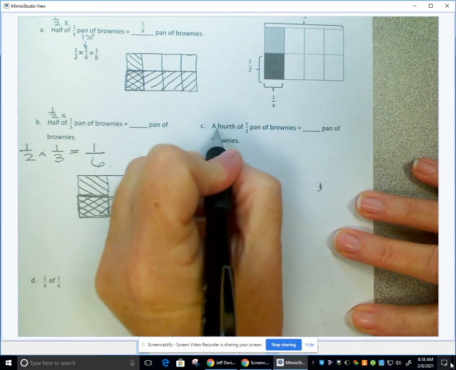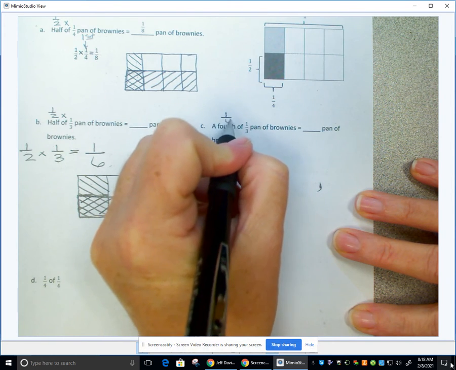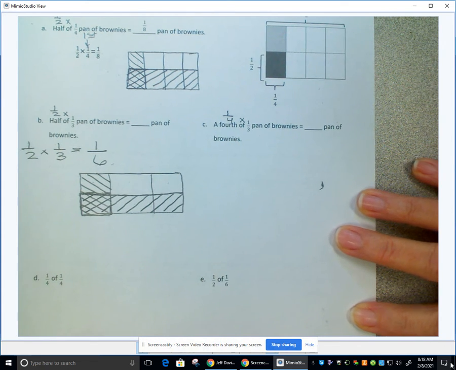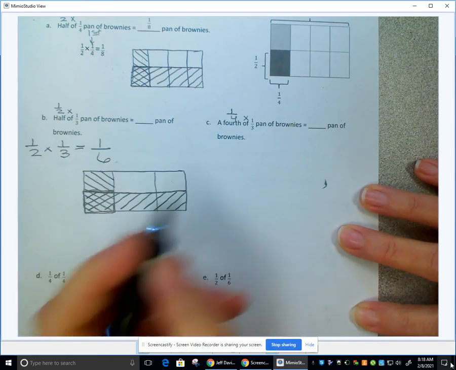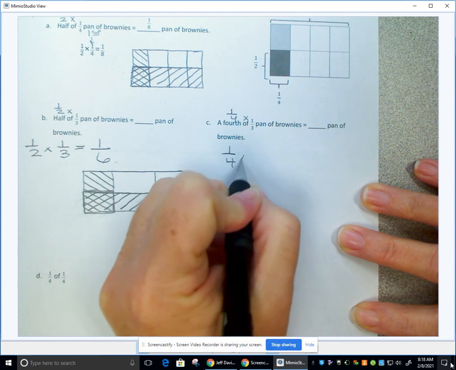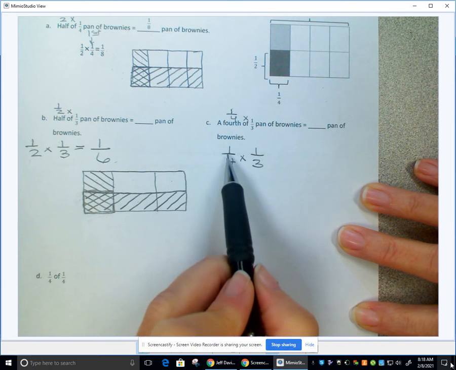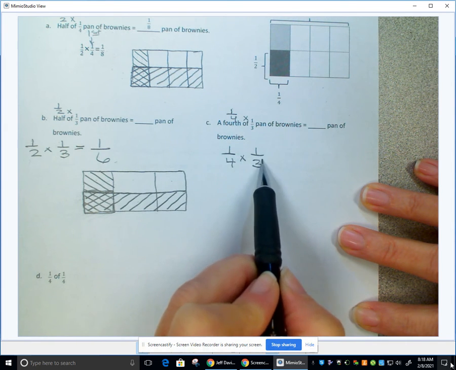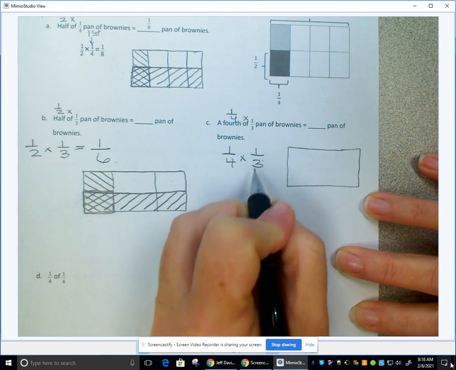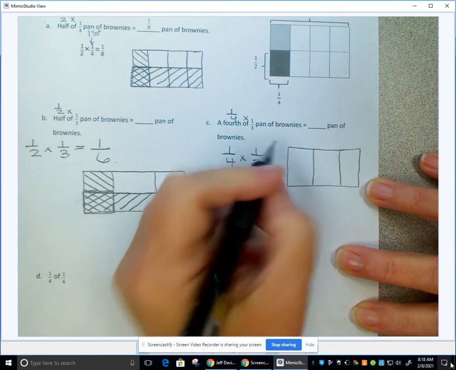Okay, let's look at this one. 1/4 of 1/3 pan of brownies equals, so let's look, equals blank pan of brownies. So I want 1/4 times 1/3. Now, what was there first? If I want 1/4 of 1/3, then 1/3 was there first. And I'll do what was there first vertically. 1 out of the 3.